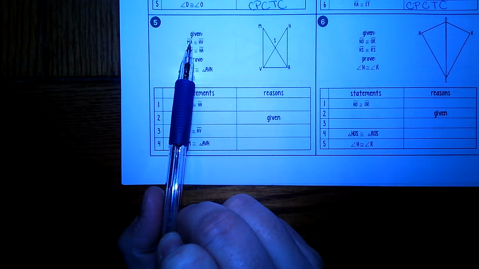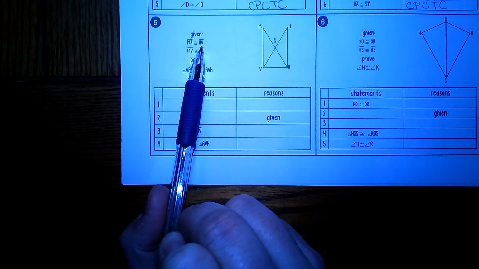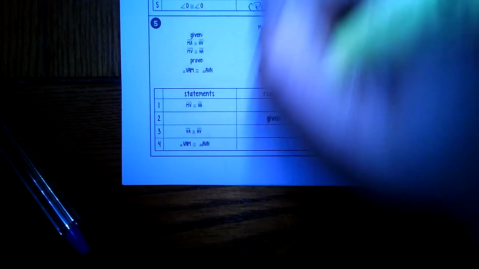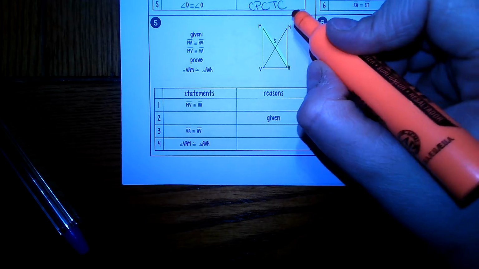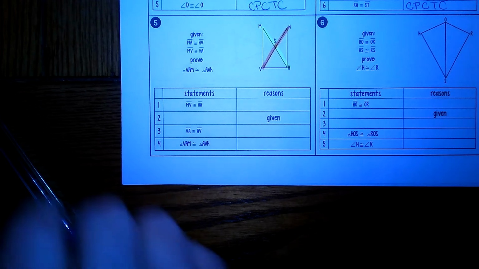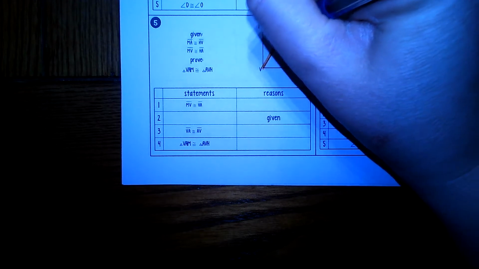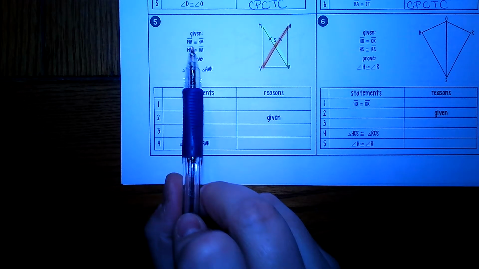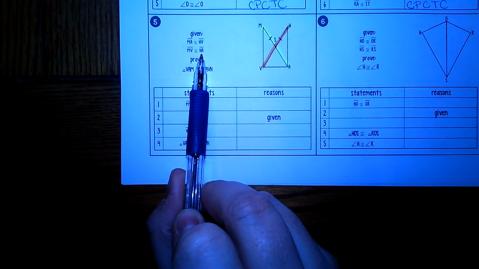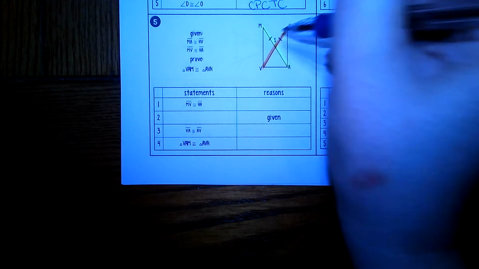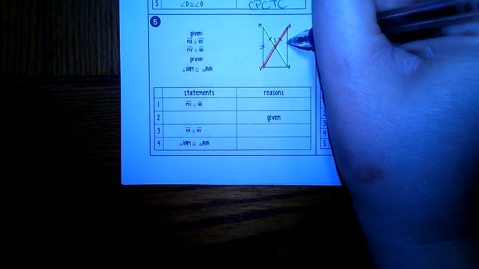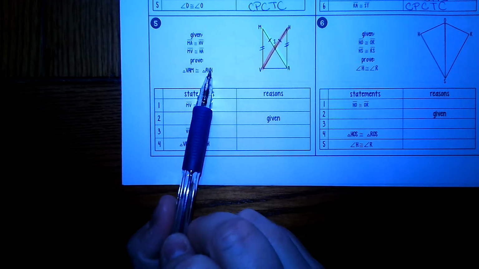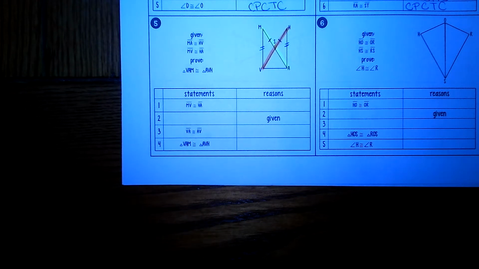Given number 1, side MA is congruent to side HV. Side MA is this full length, and side HV is this full length, and these two are congruent to each other. My second set says side MV is congruent to side HA, and those two are pretty easy to see. Side MV here on the left, side HA here on the right. So two sets of congruent sides. It is our goal to prove that the triangles are congruent to each other.